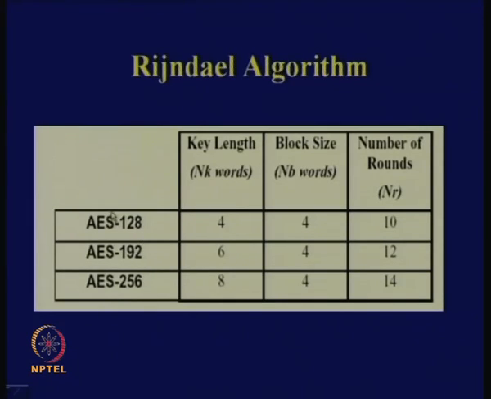The basic data of AES is often represented in the form of something which we call a state matrix. So how the state matrix looks is as follows.